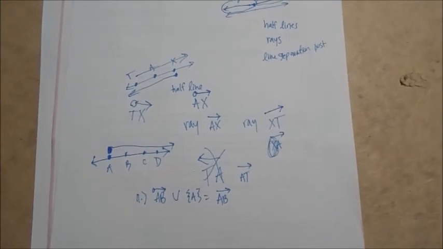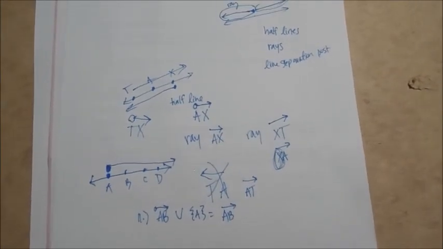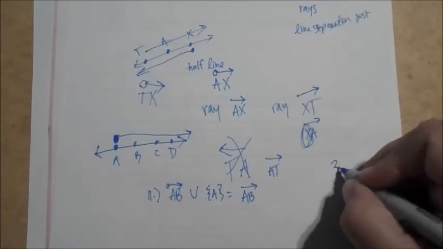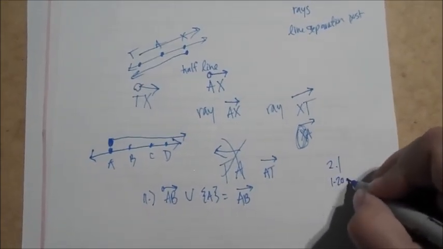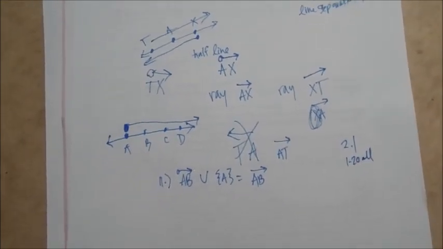Anyhow, your homework will be 1 through 20 in section 2.1. 1 through 20, all. That's it.